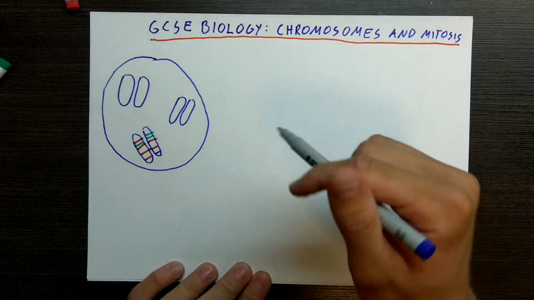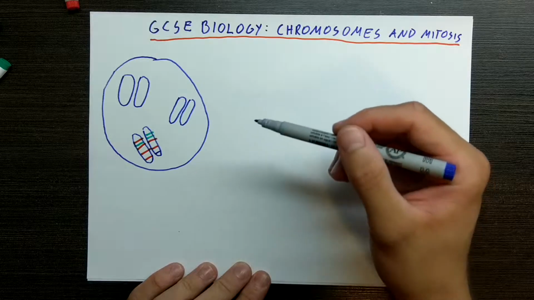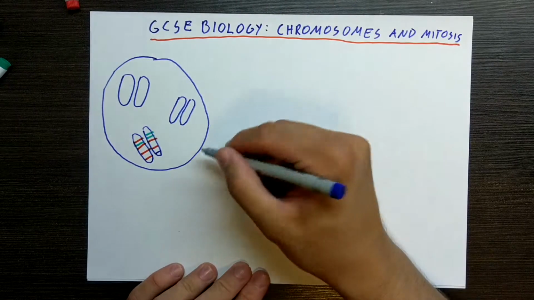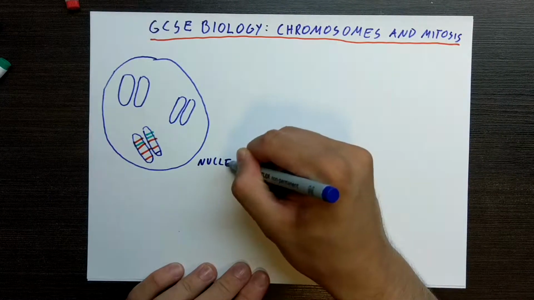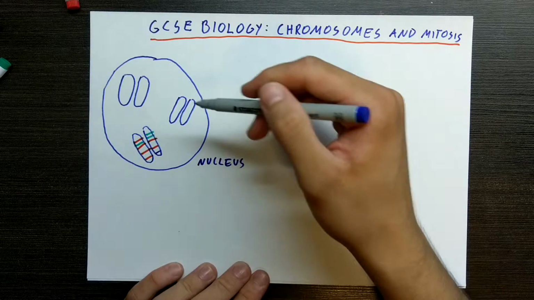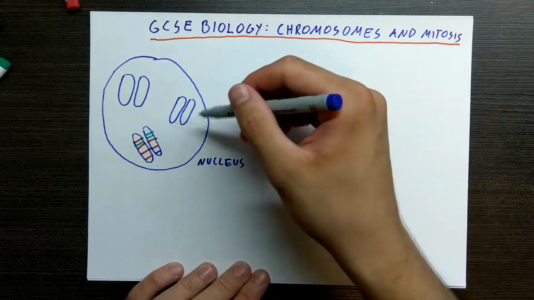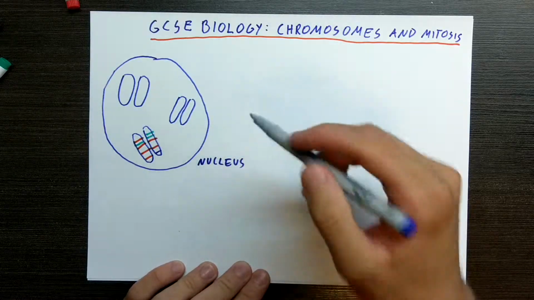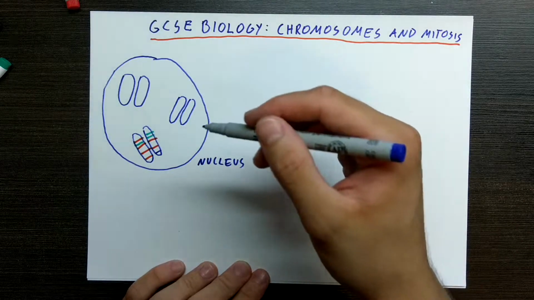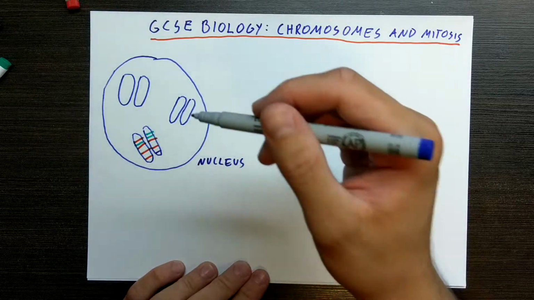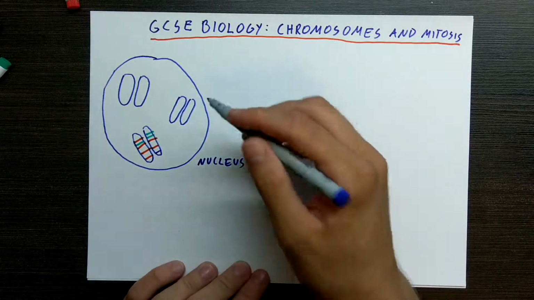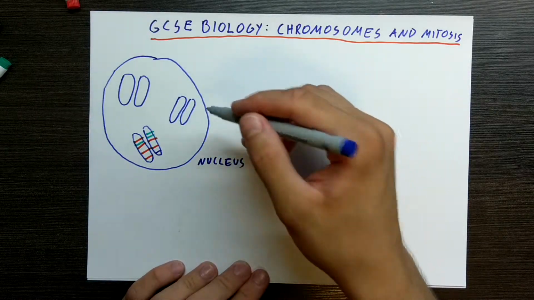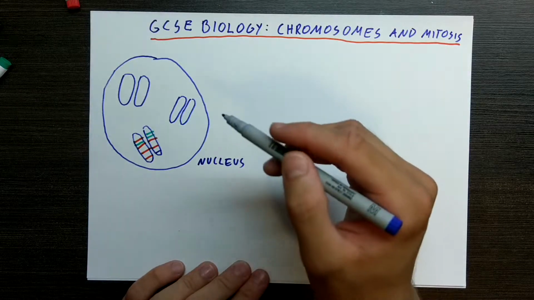Now, if we think about DNA, this is our nucleus of a cell. So we have a cell with a nucleus, and the genetic material, the DNA, is stored inside that nucleus. However, it is not stored randomly. It is actually highly organized. And the way the cell organizes that DNA, that genetic material, is via chromosomes, via these structures called chromosomes.